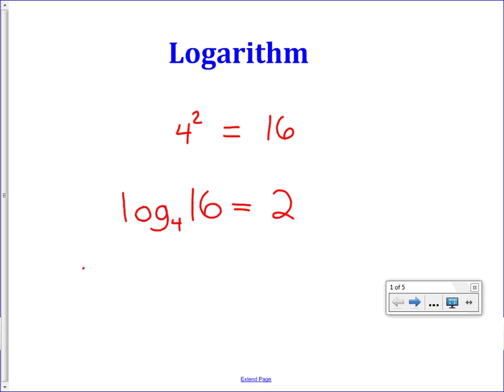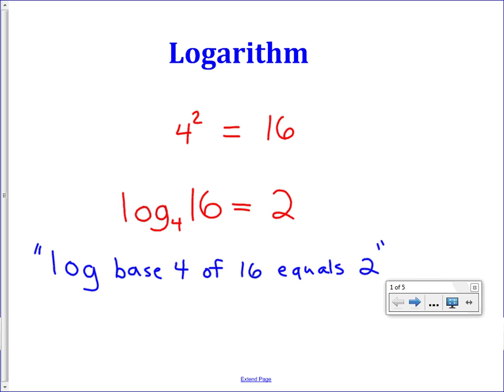The way you would read this, it's important that you see it written out. You heard me say it, but I'll write it down. Log base 4 of 16 equals 2. Okay? On the next slide, we're just going to practice converting from one form to the other.